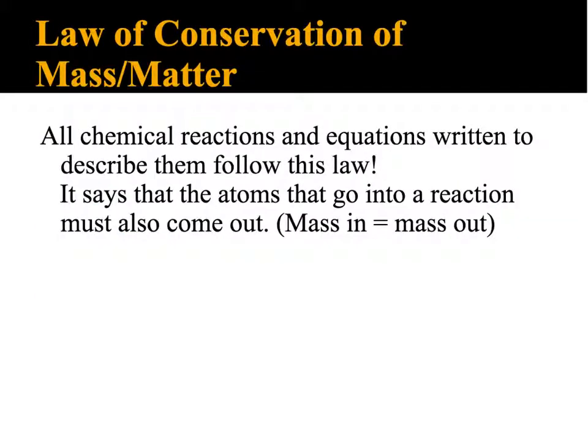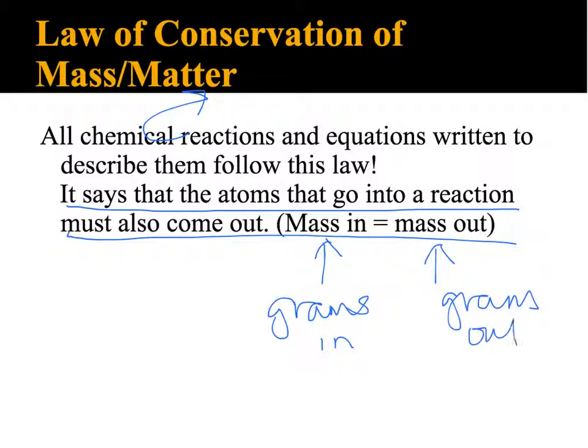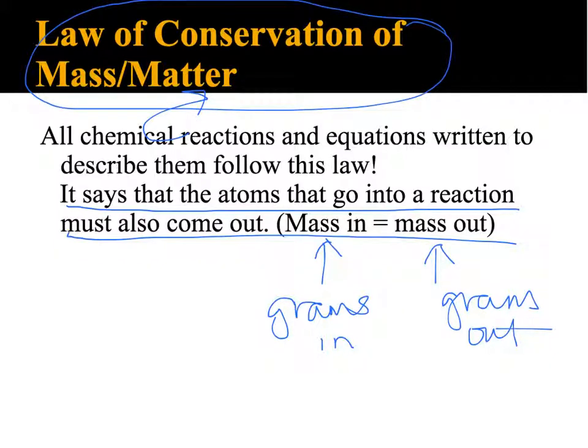When we balance a chemical equation, it's balanced to show that this law right here is being followed. It's the law of conservation of mass and matter, which says that the atoms that go into a reaction have to come back out. So the mass in is equal to the mass out. Grams in equals grams out. Balancing a chemical equation is what we're going to be learning about, in application of this law.